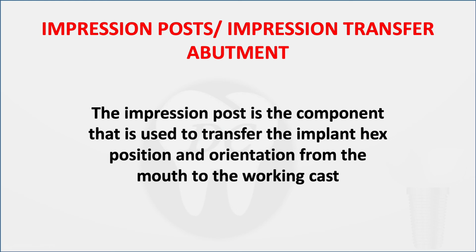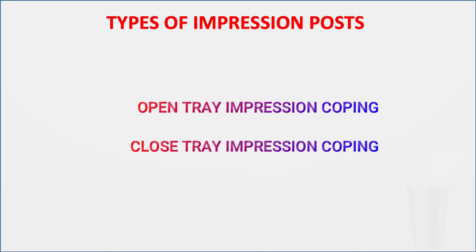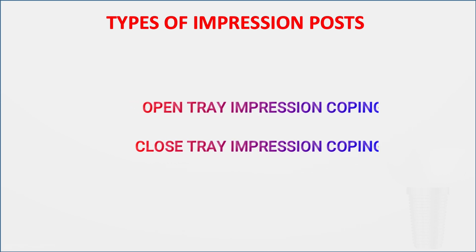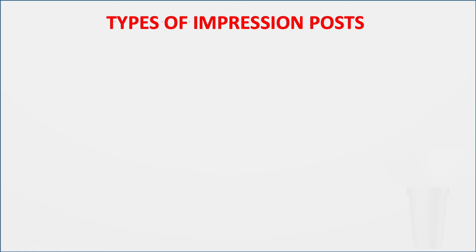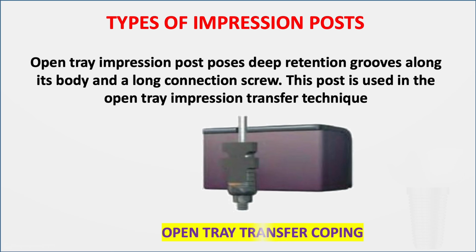Next component is the impression post, or impression transfer abutment, or impression coping. Impression post is a component that is used to transfer the implant hex position and orientation from the mouth to the working cast. We have two types of impression coping: open tray impression coping or post, and closed tray impression coping or post. Open tray impression coping has deep retention grooves along its body and a long connection screw. This post is used in the open tray impression transfer technique. All these techniques I will discuss in my next video.